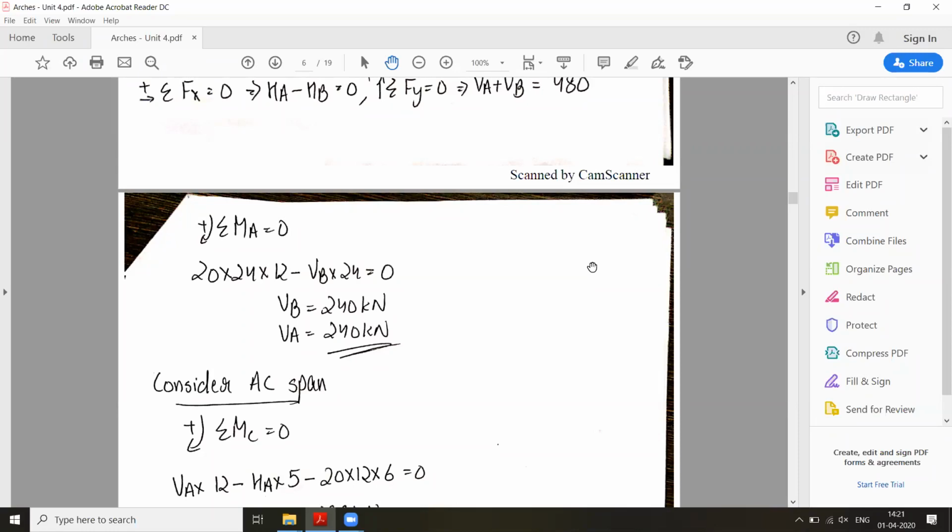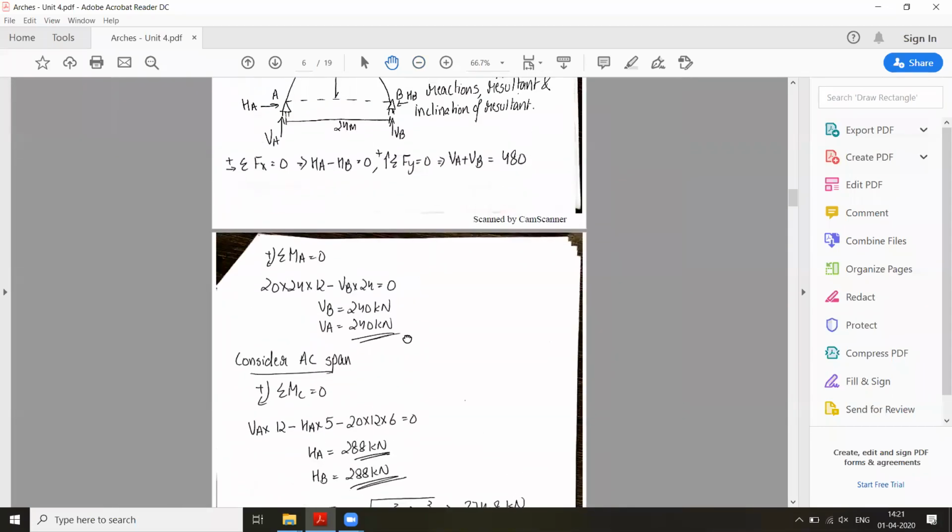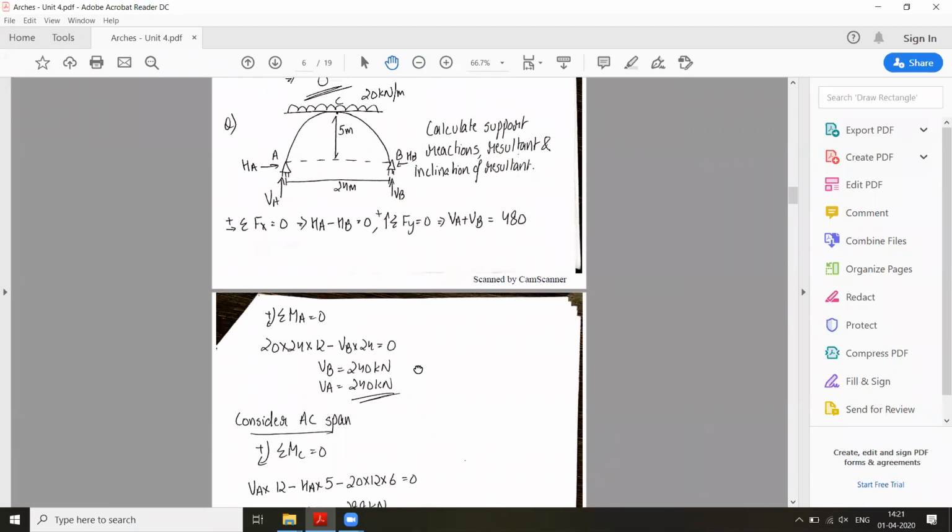Okay, so if I consider the span AC here, I'll be getting this. Let me zoom out. So considering your span AC, this will be VA into this distance, which is 12, minus HA into this distance, this is 5 meter.